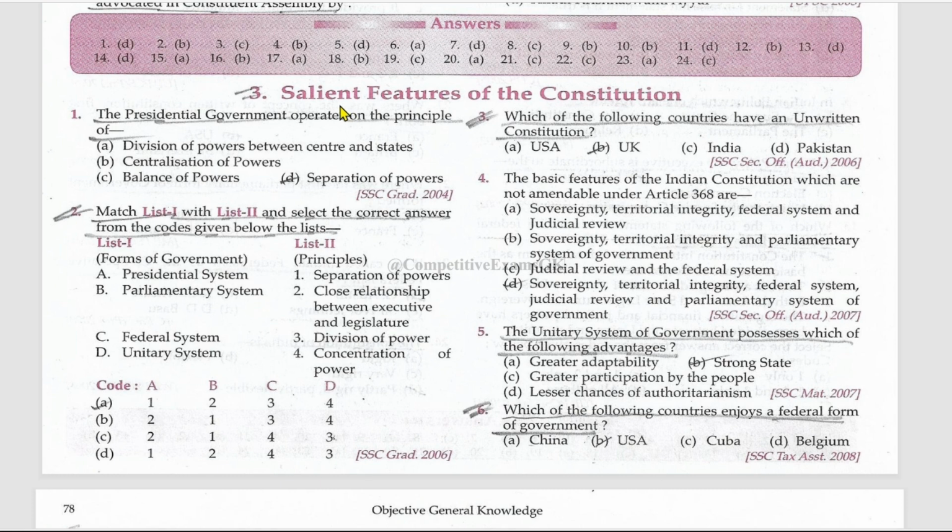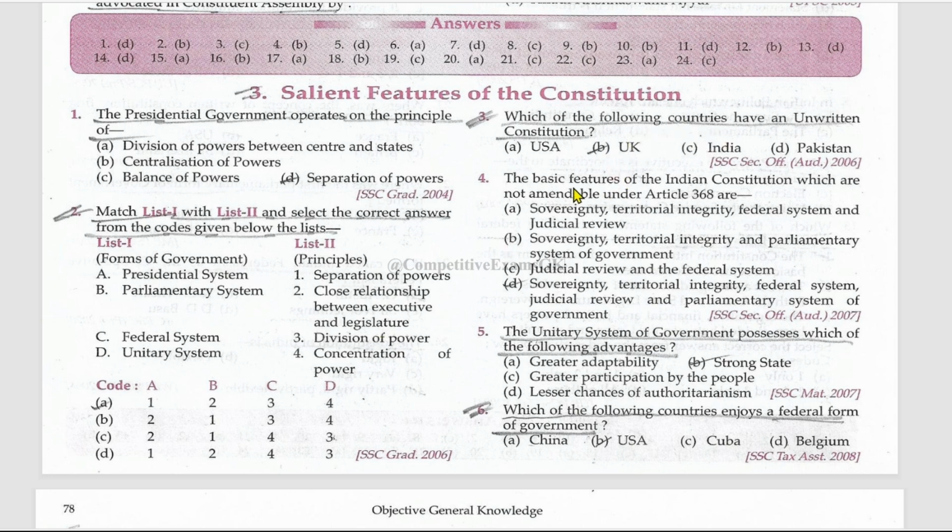Next chapter, salient features of the Constitution. The presidential government operates on the principle of separation of power. Matching. List 1 is the forms of government and list 2 is the principles. Presidential system, separation of powers. Parliamentary system, close relationship between executive and legislature. Federal system, division of power. Unitary system, concentration of power.